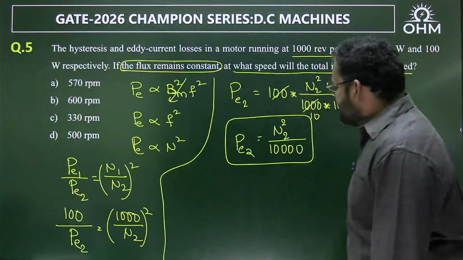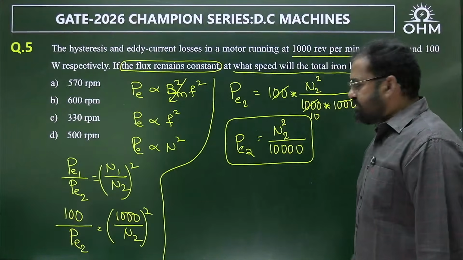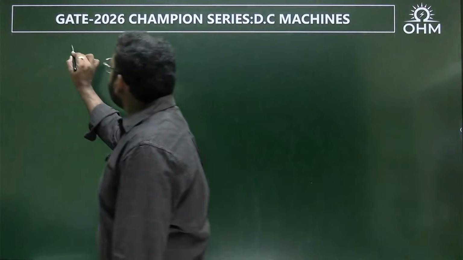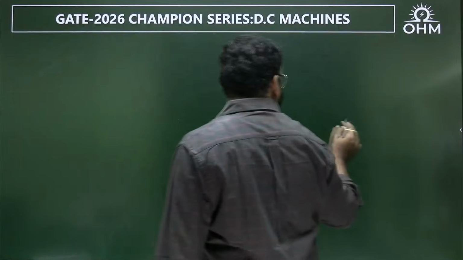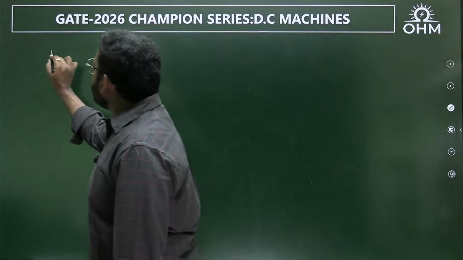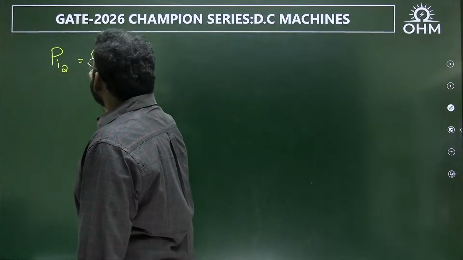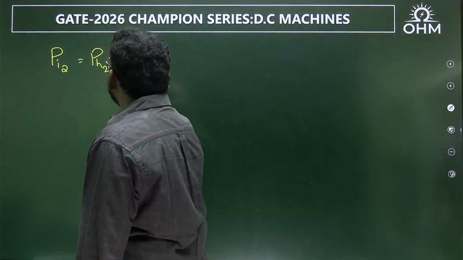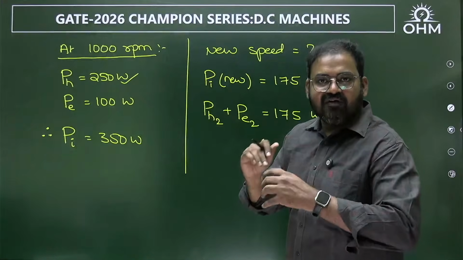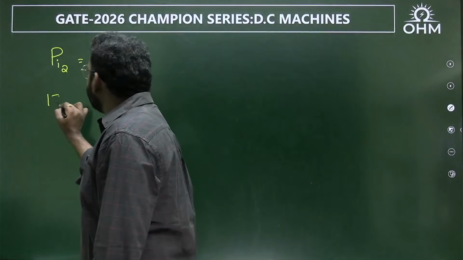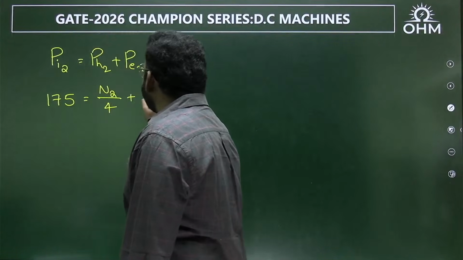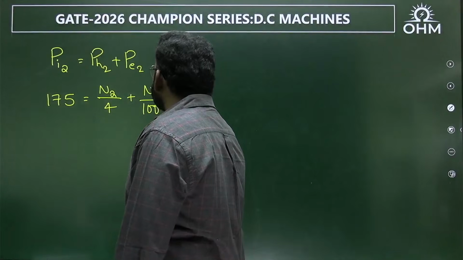See, this is the new eddy current loss, N2 square by 10,000. New hysteresis loss is N2 by 4. Then what is the new iron loss? Therefore, the new iron loss will be equal to new hysteresis loss plus new eddy current loss. What is the new iron loss we found already? 175, right? The overall iron loss should become half. So 175 is equal to new hysteresis loss N2 by 4 plus new eddy current loss N2 square by 10,000.